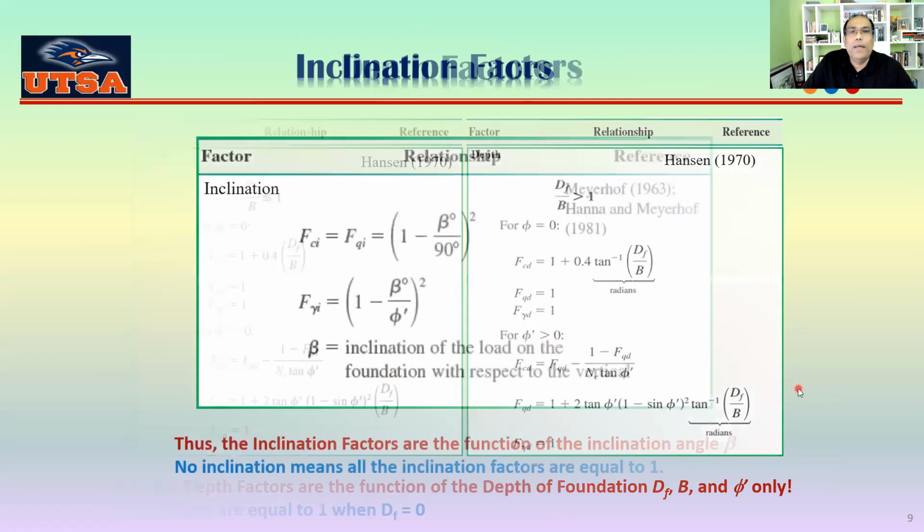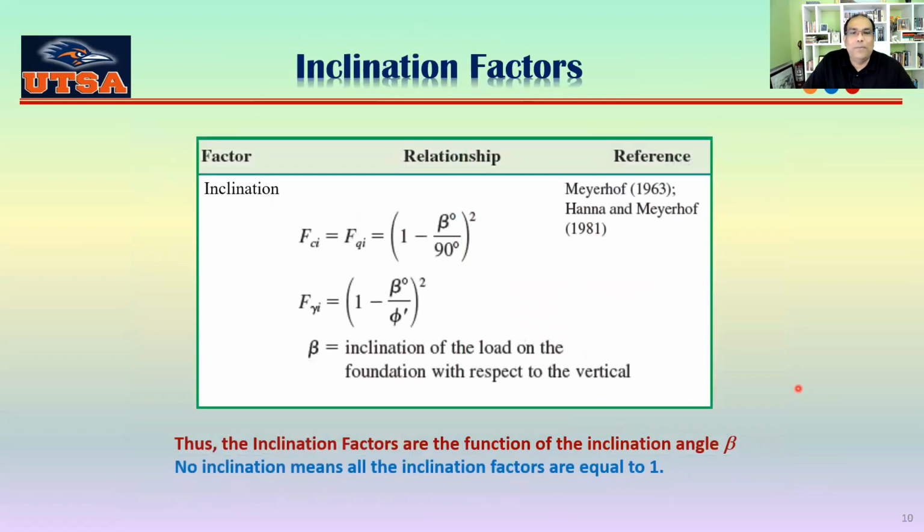Okay, here is your inclination factor, FCI equal to FQI equal to (1 minus beta/90) squared. So you can see beta is the inclination angle which the load makes with the vertical. Once you know your beta, you can just use these equations to find your inclination factors. If beta is equal to 0, meaning the load is vertical, then all those factors will be equal to 1.